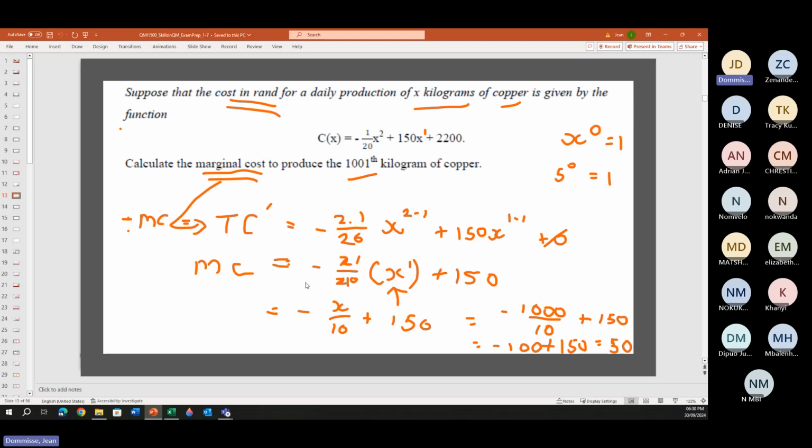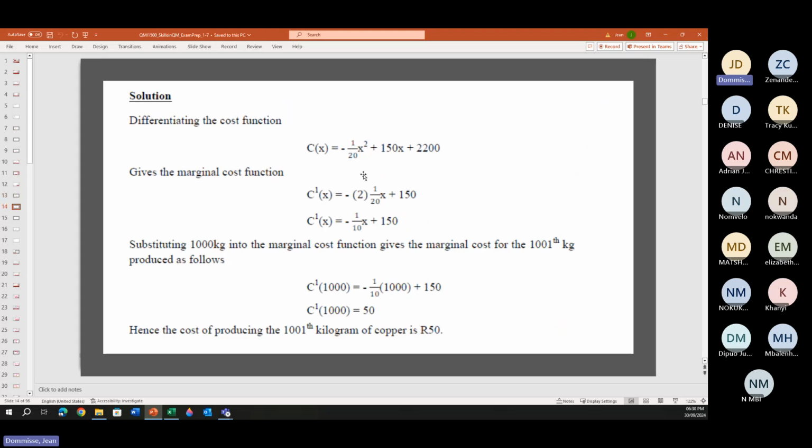So just what I did, in a very neat format. Here you can also see with that extra one to get to 1001, we used 1,000, and then the extra cost of producing that extra 1 kilogram is 50 rand.